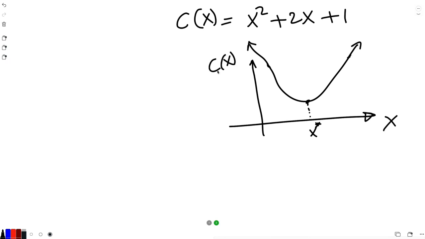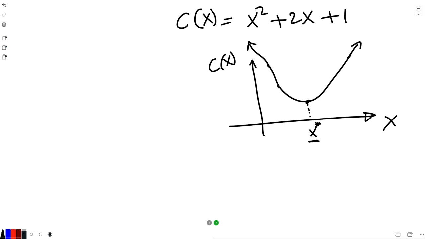Okay, what are the properties of this x star? Actually, x star has a certain and very important property, which is the slope at this point.